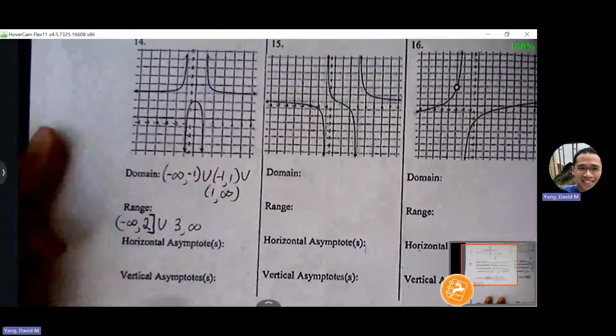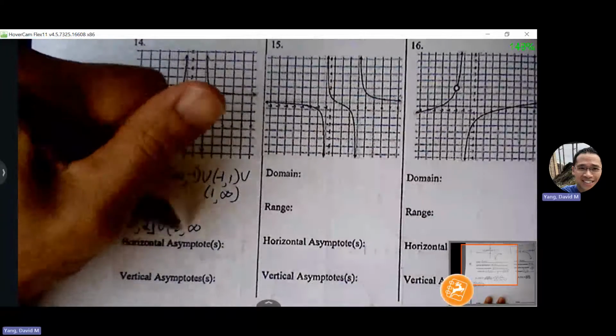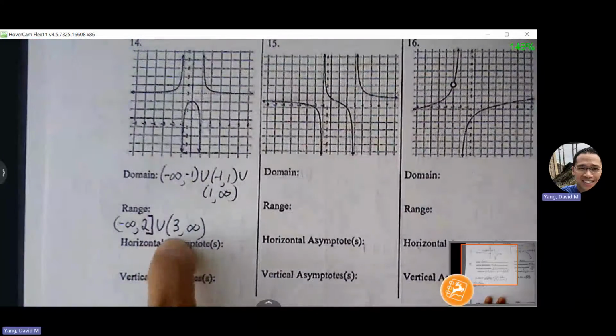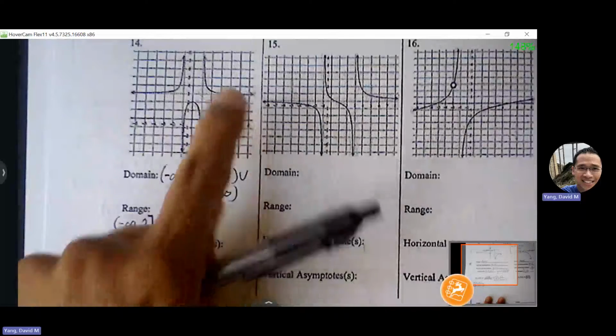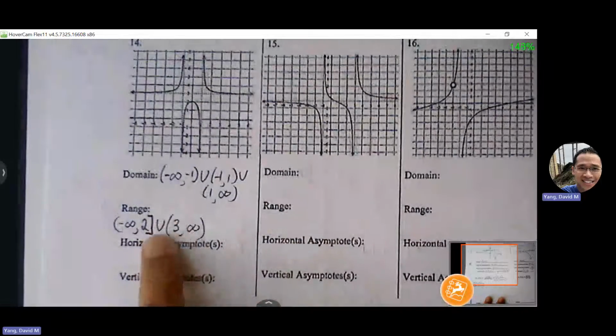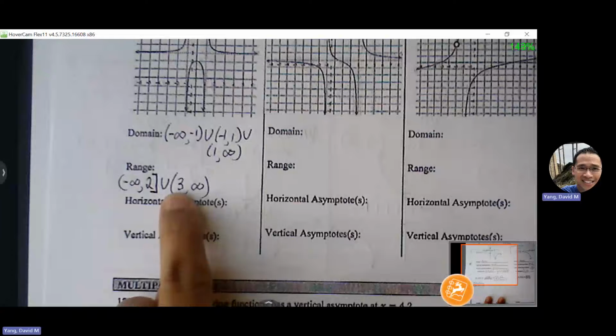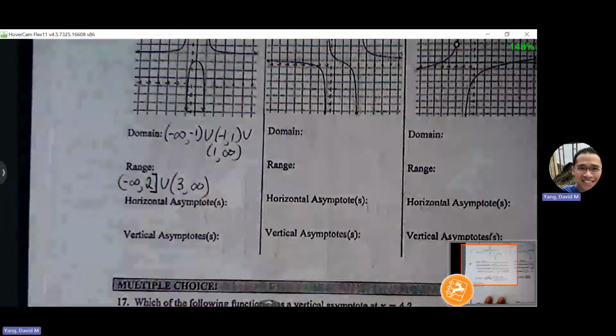What are the notations around that? Parentheses, because the asymptote around that 3 is indicating that the graph is never going to touch 3. It's always going to live slightly above 3. So parentheses will ensure that we never go all the way down to 3. We start slightly above 3 and we go to positive infinity.